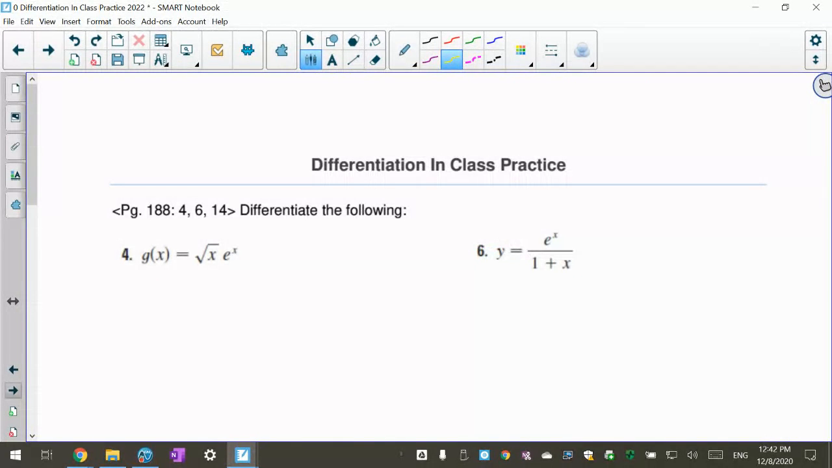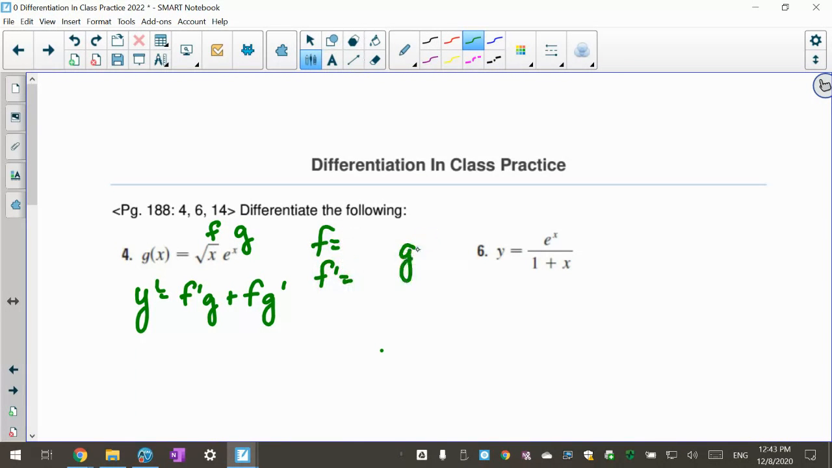Okay. All right, now we're going to practice doing some product and quotient rule problems, and these are right in the book, but I'm picking some to do that are good practice. So here are my F and G's. This one right here, I look at it as a product. So I'm going to use y prime is F prime G plus F G prime. Set up my F and G's right here. And then all I have to do is plug them in.